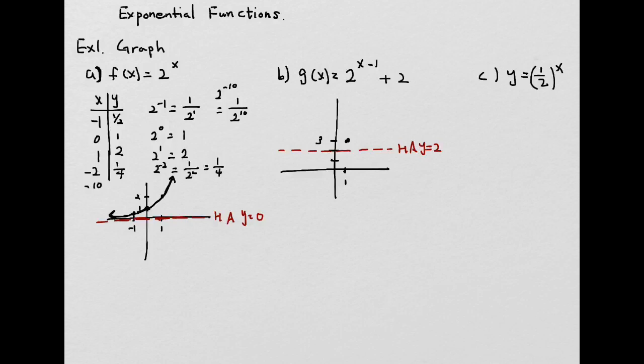So with the same shape, going close to the horizontal asymptote but never crossing it, this is how your graph will look for g of x. I didn't have to plug in any points because I was able to use the transformations, right? So this one right here, I went up 2. This number right here, I moved right 1, right?